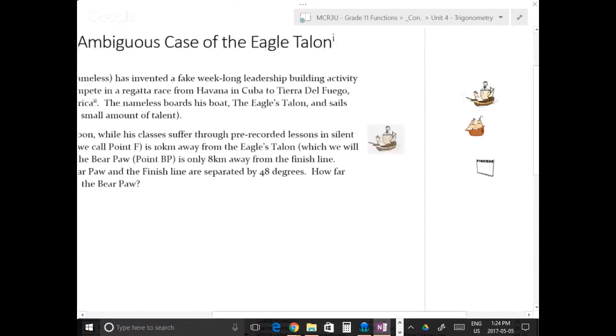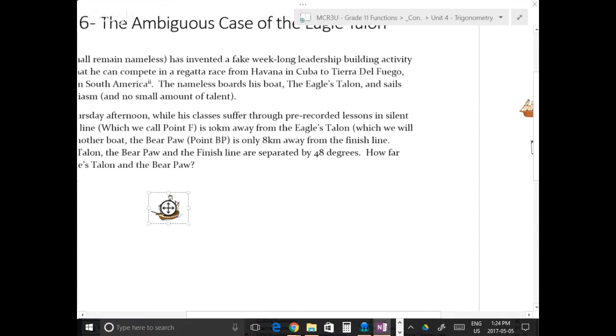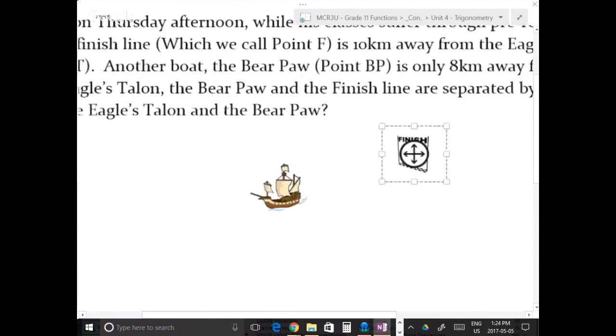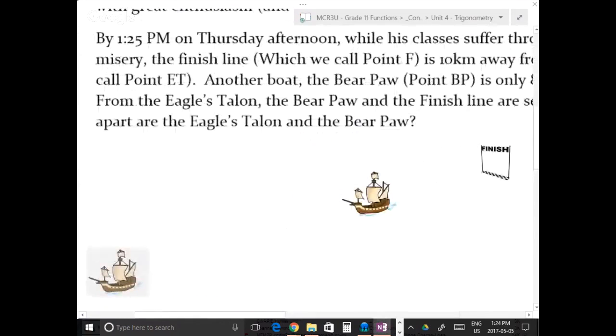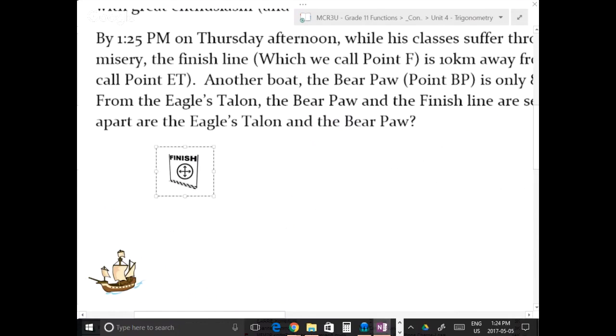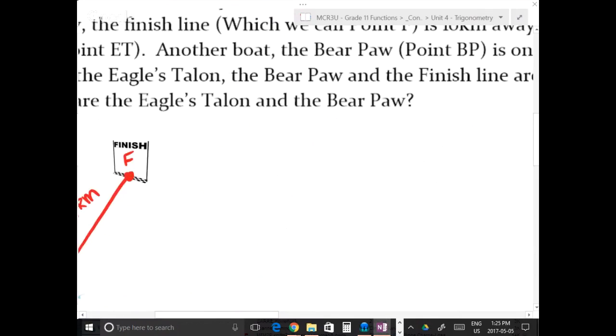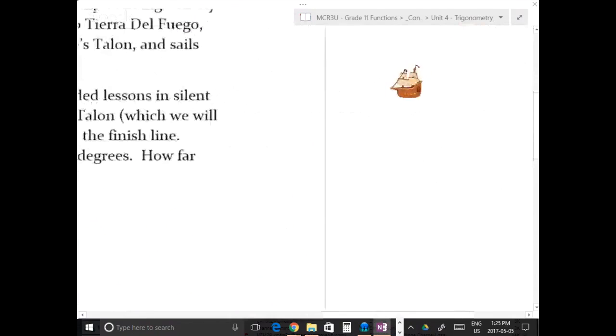And I thought it would be fun to, if we're going to do this, let's do this. Here's my boat, the Eagle's Talon. And there's the finish line, point F. How far am I from the finish line? 10 kilometers. Okay, there we go. But there's another boat, called the Bear Paw.